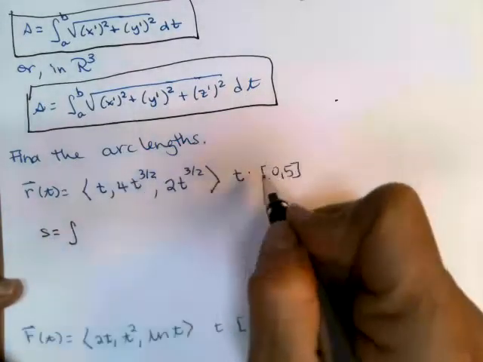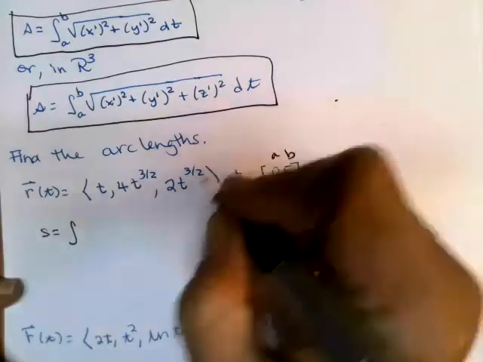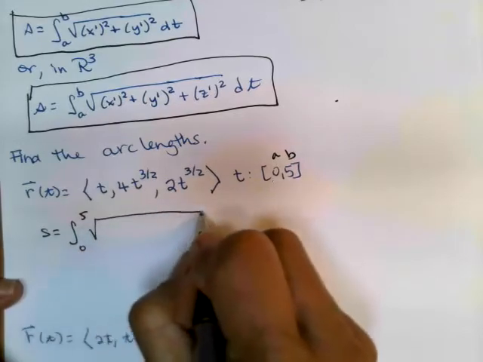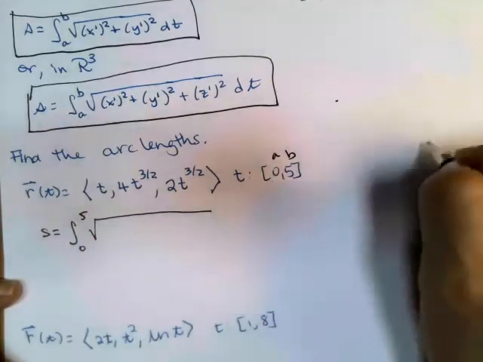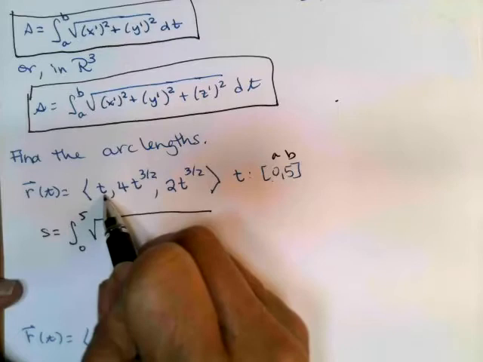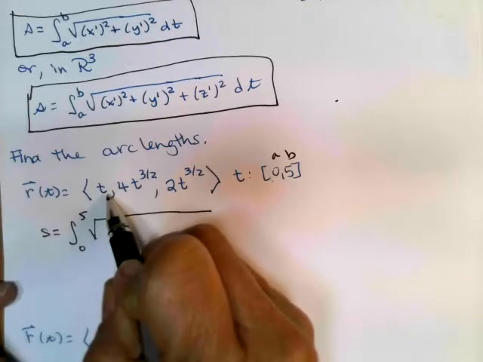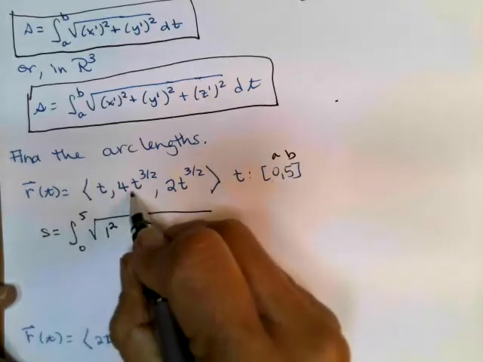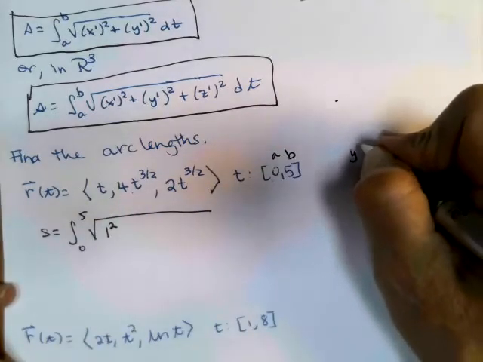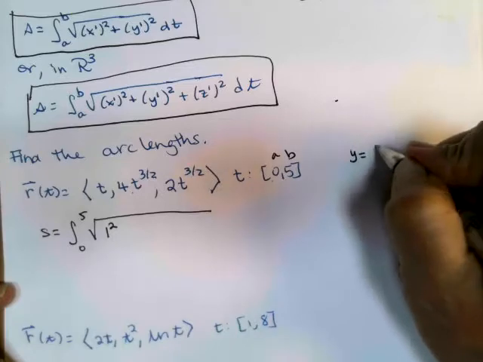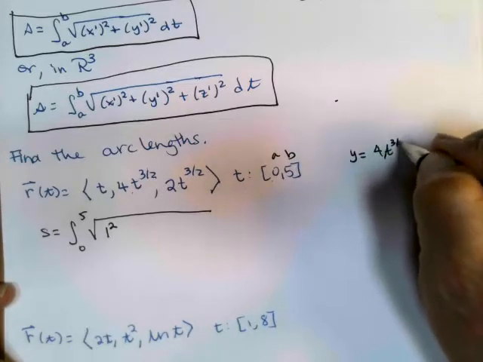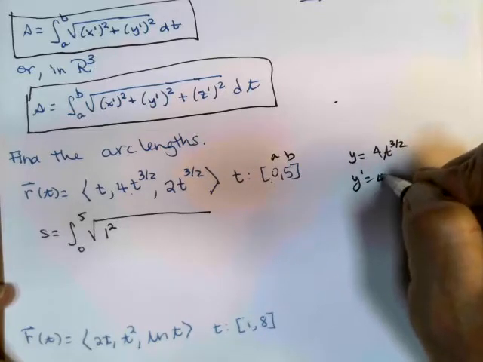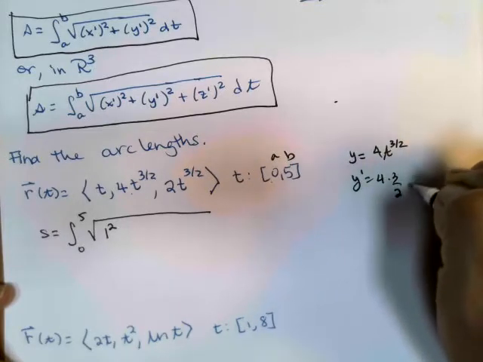So it's from a to b. So here's a, here's b. So 0 to 5. Square root. Okay, maybe I'll have a little workspace up here. So I need x prime. So that's the derivative of t with respect to t, which is 1. Squared. I need y prime. So let's figure out what y prime is over here. So y is 4t to the 3 halves. So y prime, the derivative with respect to t, I'll have 4 times 3 halves.